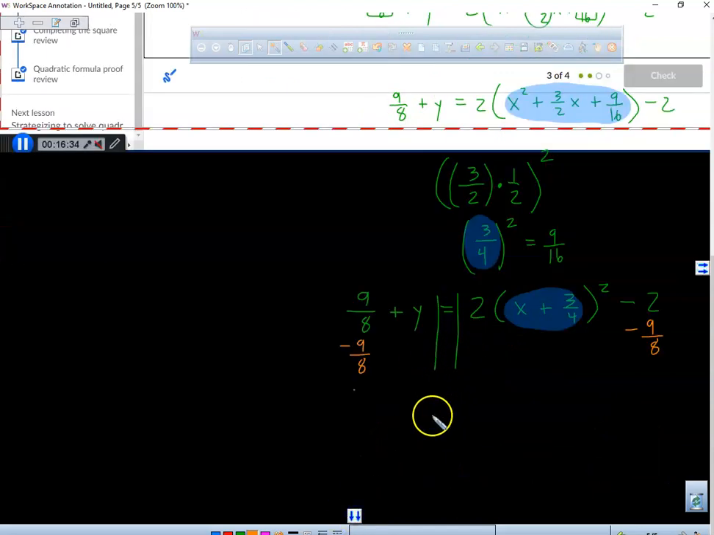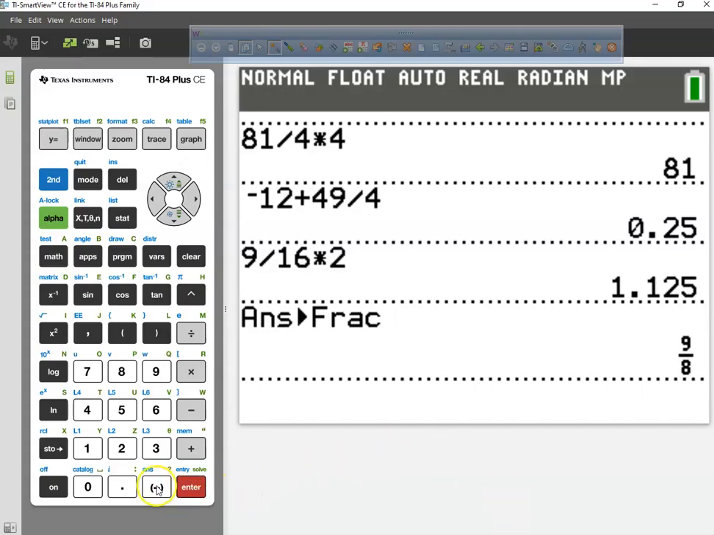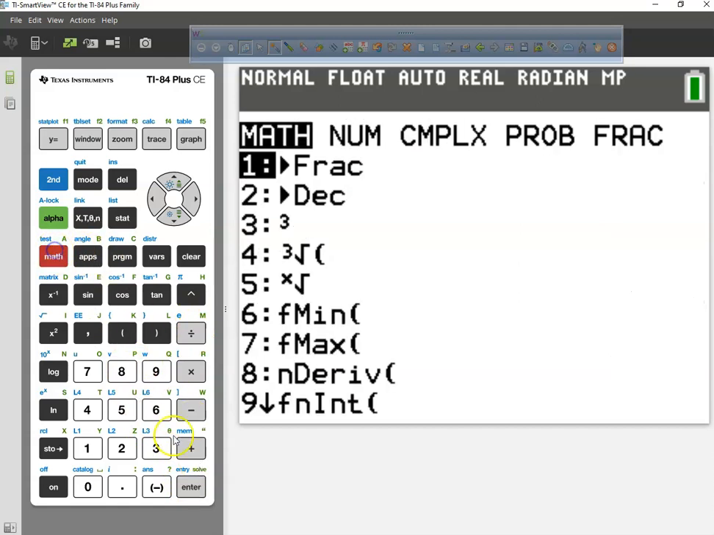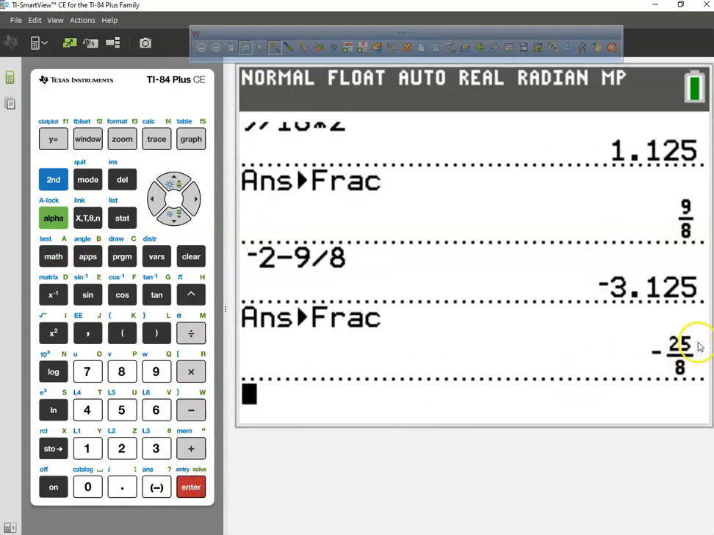So here's your final answer, guys. I think it was f of x. If it's not, yeah, all right. We got a 2. We've got an x plus 3 over 4 squared minus, so now I got to basically, if I have minus 2 and minus 1 1/8, that gives me negative 3 and 1/8, so that's going to put me at negative 25 over 8, but I'll do the calculator. Negative 2 minus 9 divided by 8, enter, math, enter. There's a negative 25 over 8 that I was telling you about.